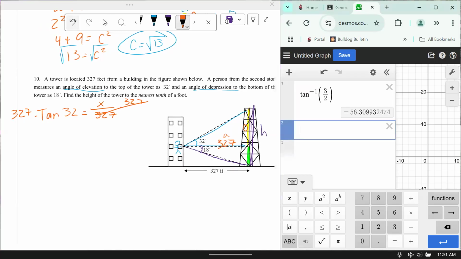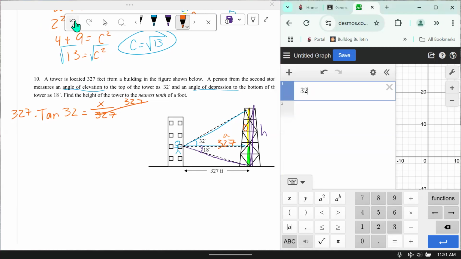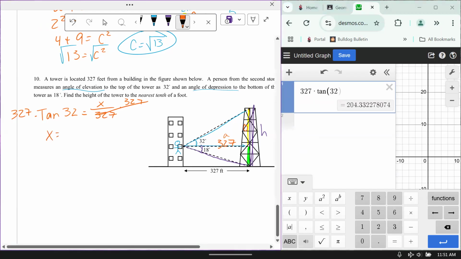Okay, so we would have 327 times tangent of 32. And so this gives us x equals 204. Now this is to the nearest tenth of a foot, so we're just going to round to the tenth of a foot, so 204.3 feet.